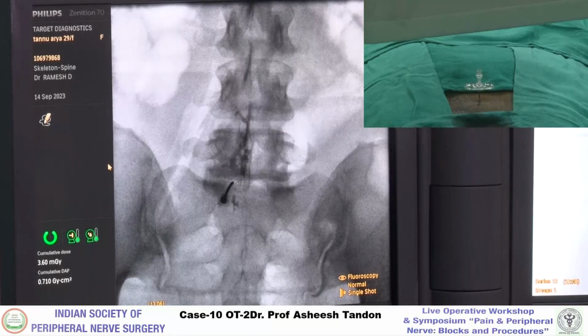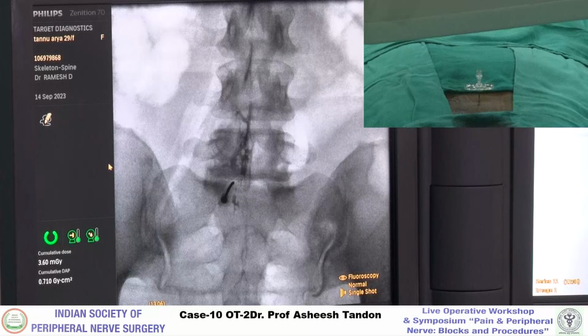So Deepak, you see the dye flowing superiorly. Yes. Also you can see the exiting root, the root above it. The dye is going subpedicularly, and there is a very small amount of dye going towards the S1. Right. We can see that.